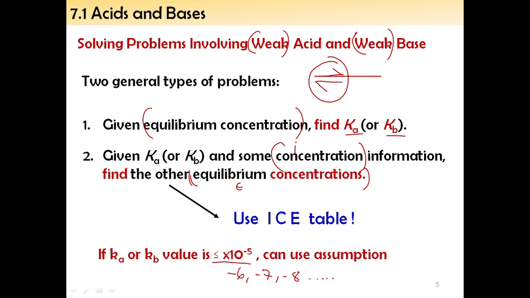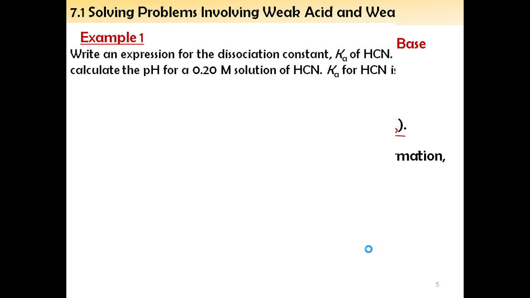So, kalau awak jumpa Ka dan Kb value, -5 is the benchmark. -5 dan lagi rendah daripada -5, -6 dan seterusnya, kita boleh guna assumption. Assume apa? In the example, I will explain what is the assumption. Okay, kita terus pergi example 1 for us to understand how to calculate by using the ice table.